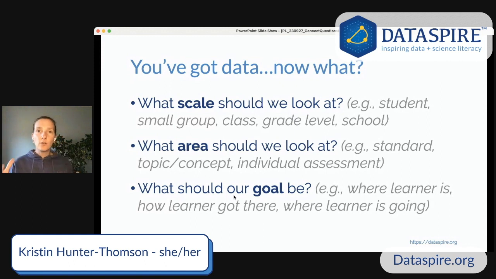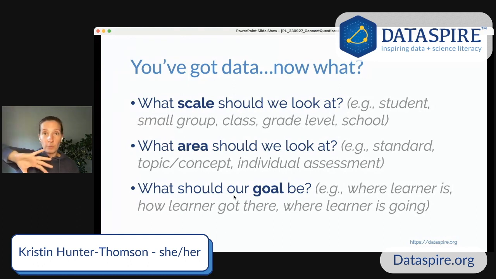What is the area of focus that we are interested in exploring in terms of our learners? So we have scale, and then we have the area of focus, and then what should our goal be, or what actually is our objective? Are we trying to explore where a learner is at right now? All of our state assessments show us where our learners were at multiple months ago.